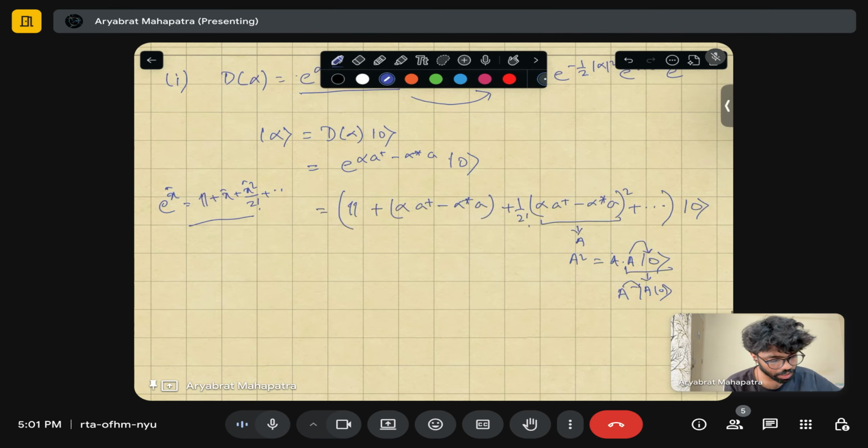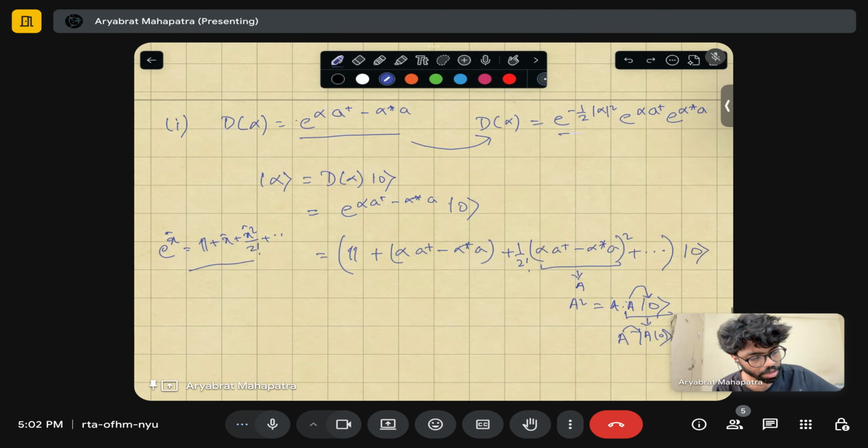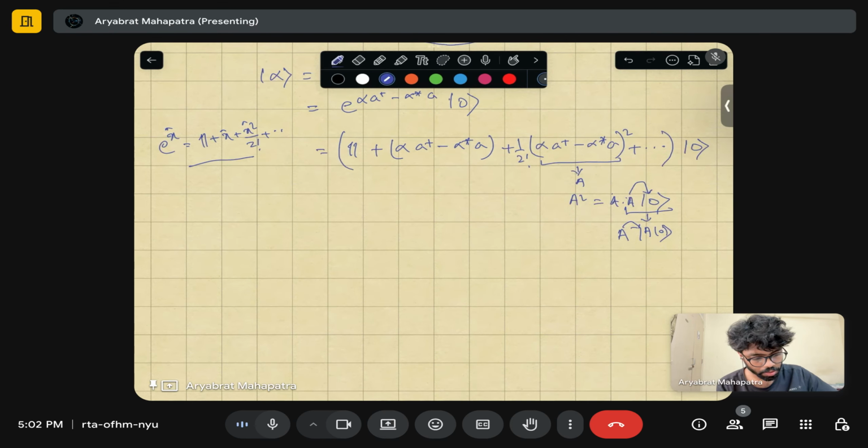In the sense that, particularly for a square, you have to first calculate a, and then you again have to operate on a in this way. So if you use this relation, it would be a bit easier. So that is how you can see right here.